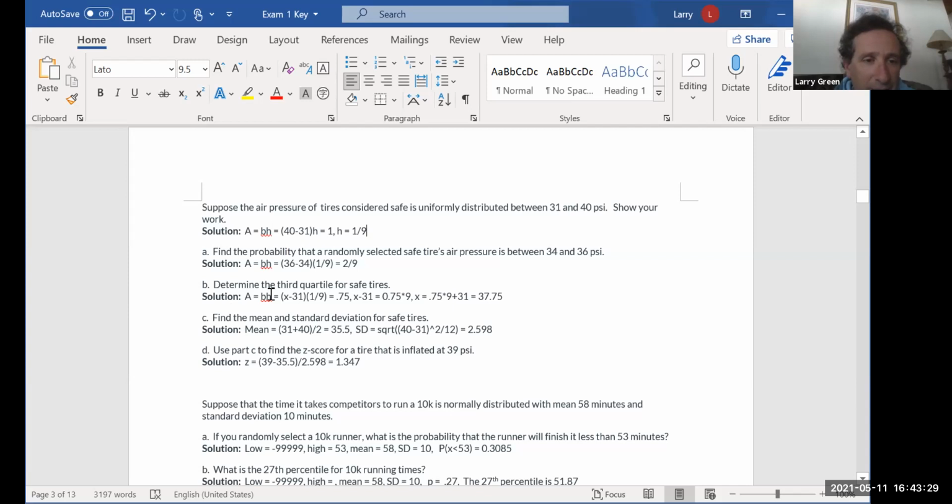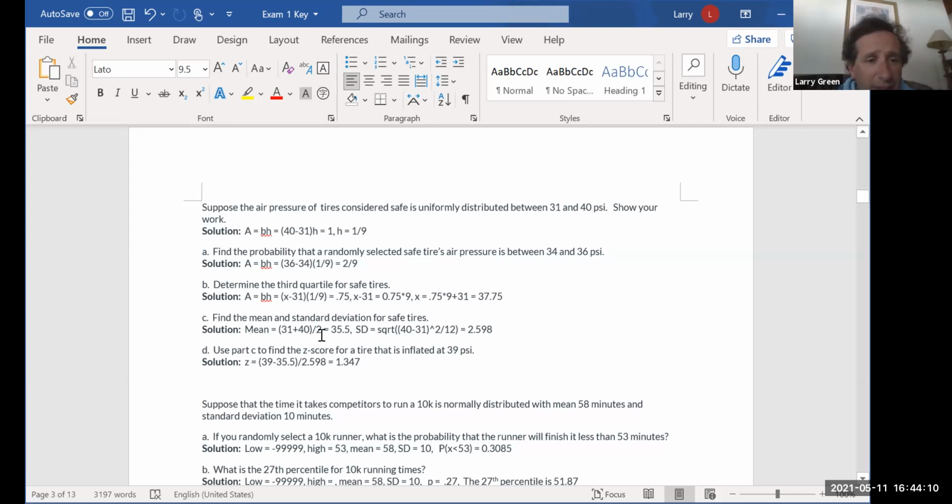Okay, part B asks what's the third quartile? Third quartile means the probability is 0.75. So area is base times height. We don't know the right end, so call that x. X minus the left, which is 31, times 1/9 needs to be 0.75. I multiply left and right by 9, and I get x minus 31 equals 0.75 times 9. Add 31 to both sides, and I get 37.75. Any questions on part B?